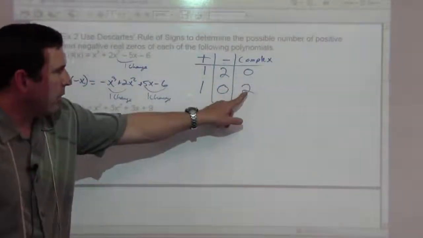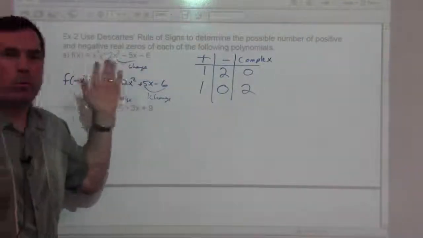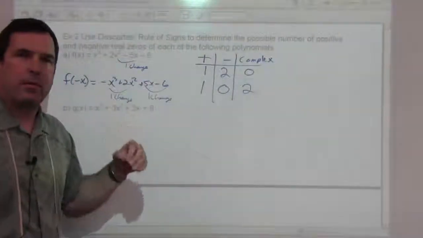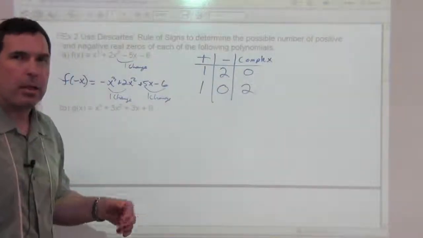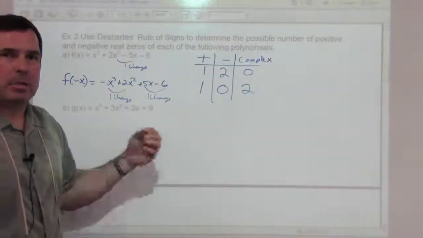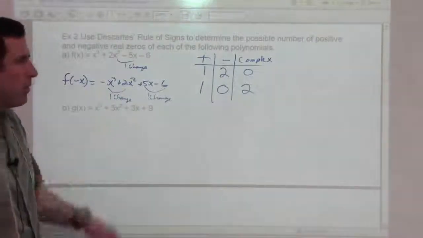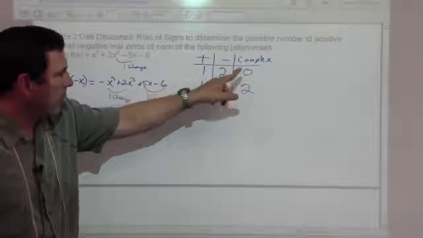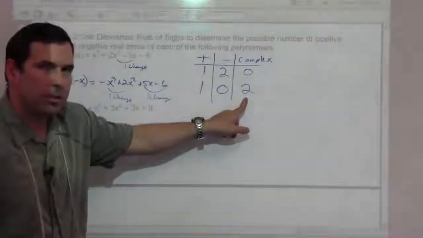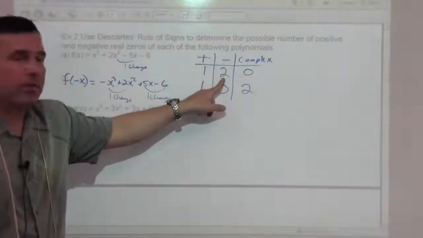Now, why 2 complex? Well, all the coefficients are real numbers. So that means if one of the roots is complex, its conjugate must be there as well. Because a complex number times its conjugate gives us a real number as a result. So it's either 1 positive, 2 negative, and no complex, or 1 positive, 0 negative, and 2 complex. So this means if you do find 1 negative, there's 1 more negative there.